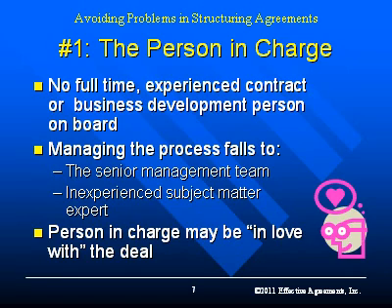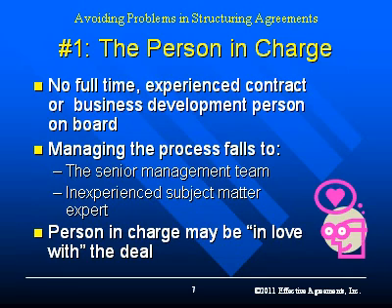the person in charge. Most of these small to medium-sized companies don't have a full-time, experienced contract or business development type person on board. They're not large enough, they can't afford a person like that full-time, so they don't have them. That being the case, who does managing the contract process fall to? Well, usually it's the senior management team, and for some reason, it usually seems to be the CFO. Not exactly sure why.